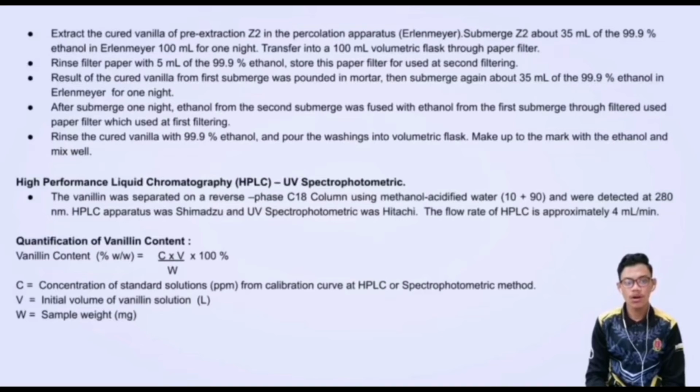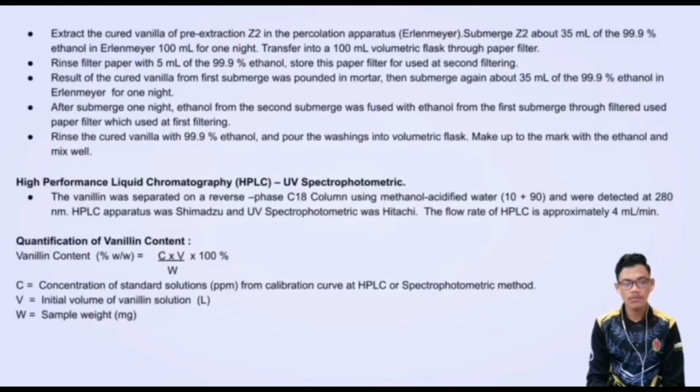Extract the cured vanilla of pre-extraction Z2 in the percolation apparatus, Allihn. Submerge Z2 in about 35 ml of the 99.9% ethanol in a 100 ml Allihn for 1 night. Transfer into a 100 ml volumetric flask through a paper filter. Rinse the filter paper with 5 ml of the 99.9% ethanol. Store this paper filter for use at the second filtering.